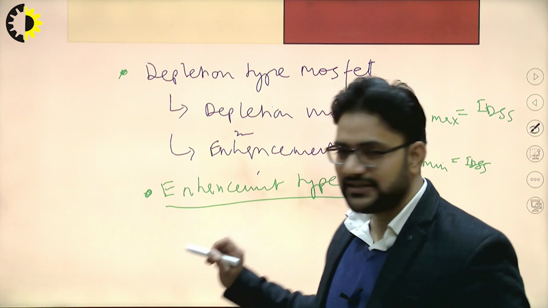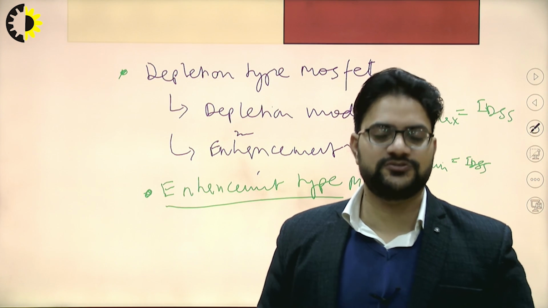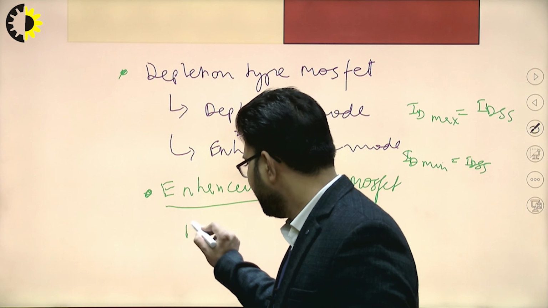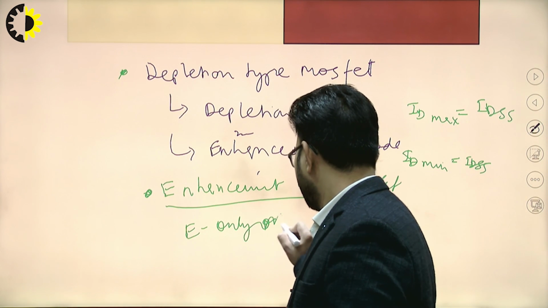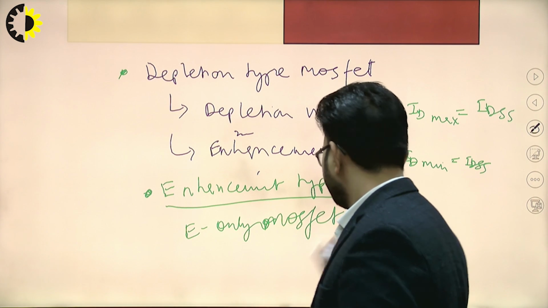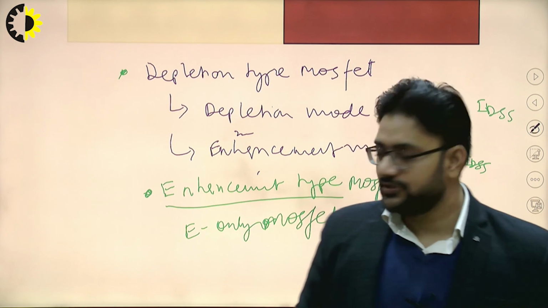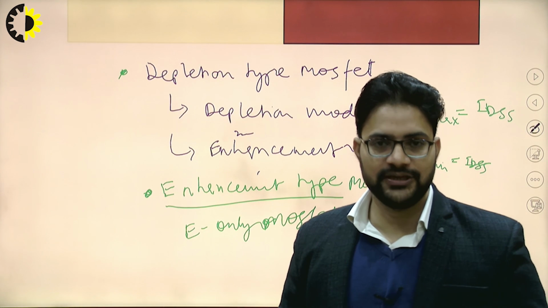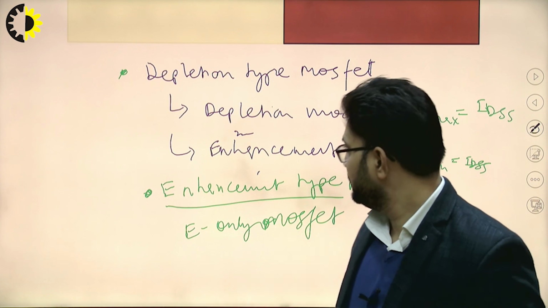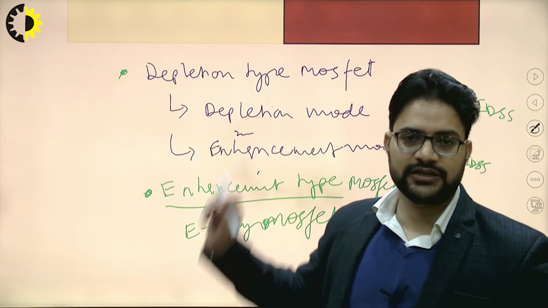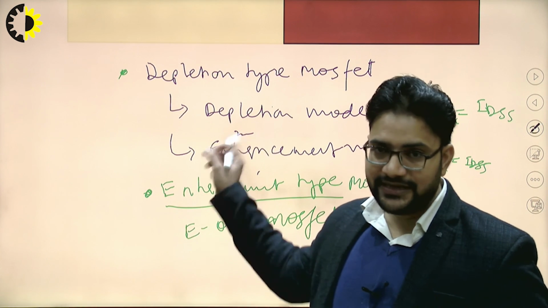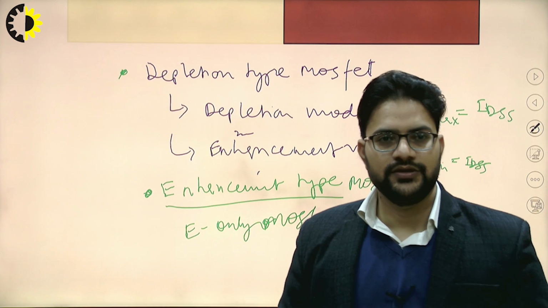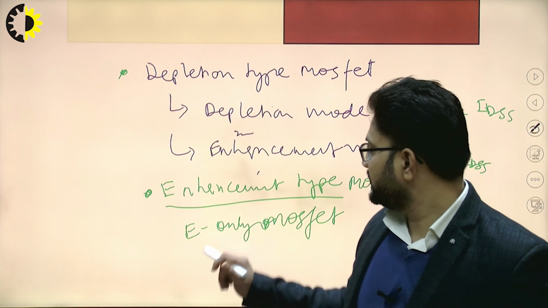So this enhancement type is also called E-only MOSFET. So I can write here E-only MOSFET, right? So in the next video lecture, we will be discussing the input and output characteristics, also called the gate and the drain characteristics, of this depletion type MOSFET and enhancement type MOSFET.